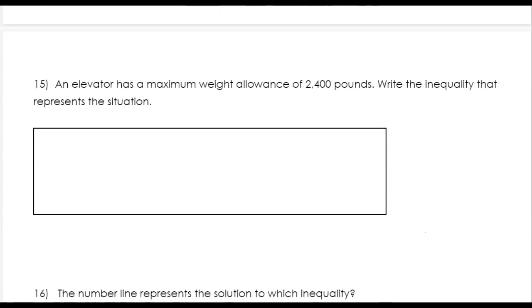15. An elevator has a maximum weight allowance of 2,400 pounds. Write the inequality that represents the situation.